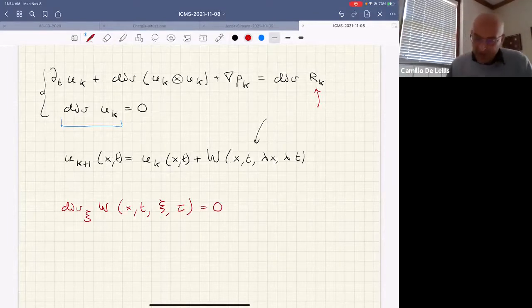Now remember that I want to consider this big function W in the slow variable as really a function which is depending on, and of course here I will have to add a correction to make it divergence free. But this is a correction to make it divergence free, and this is going to be small.